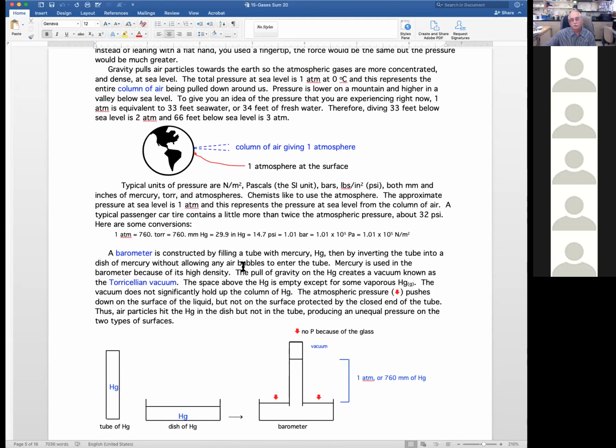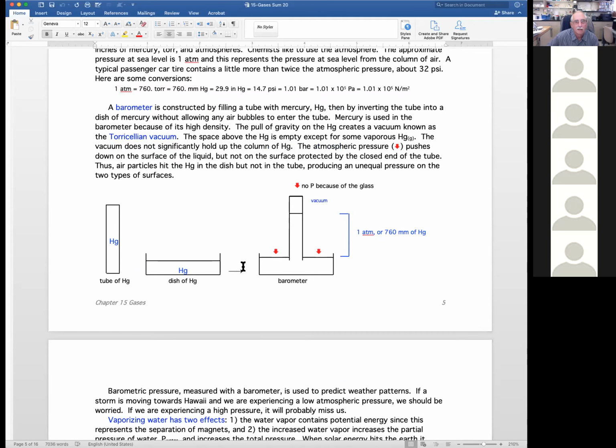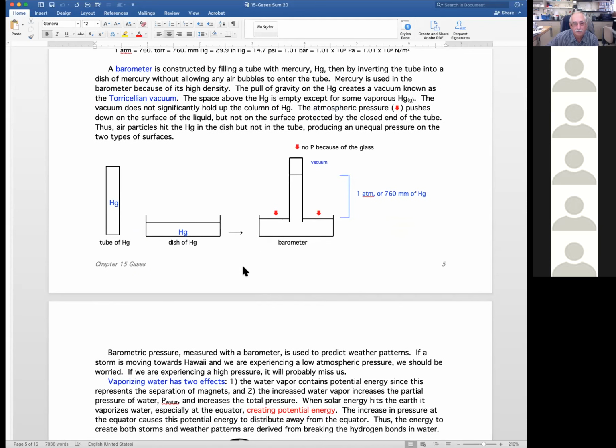And we use barometers to measure pressure. So here's how you make a barometer. You need a dish and you need a tube. You fill the dish up a little bit with mercury, fill the tube up all the way, and I would put my finger or something over this, flip it upside down in here, and then take my finger away, and this is what I would get. There's a break right here. It doesn't stay at the top. It gets pulled down because of the force of gravity. This is called the Torricellian vacuum.